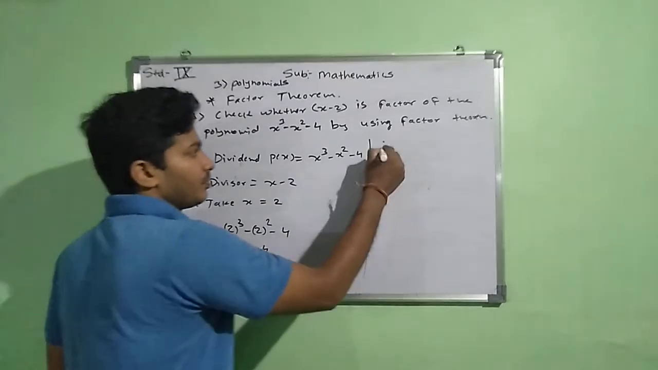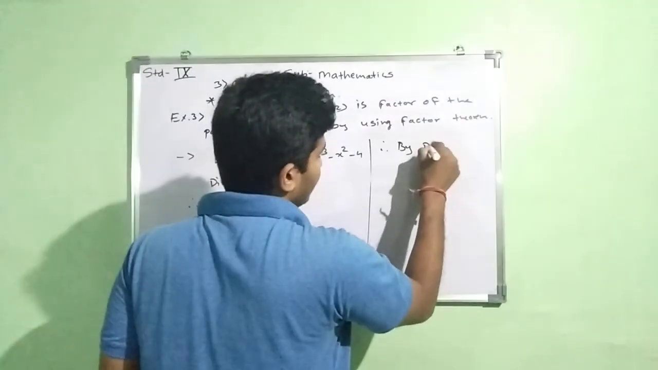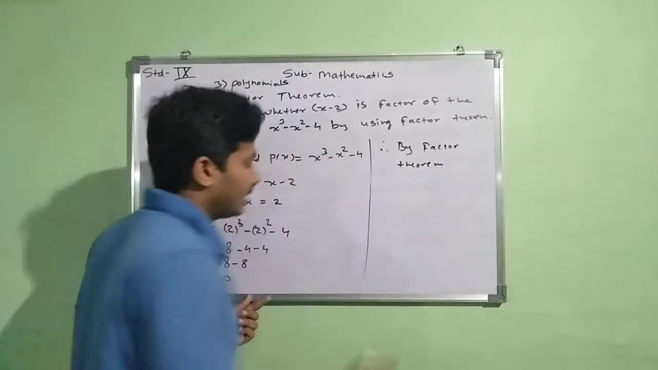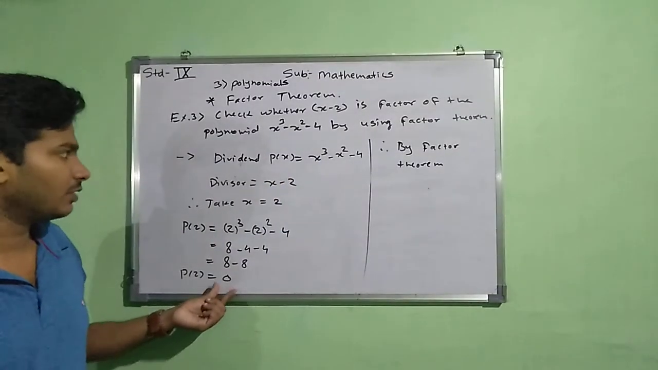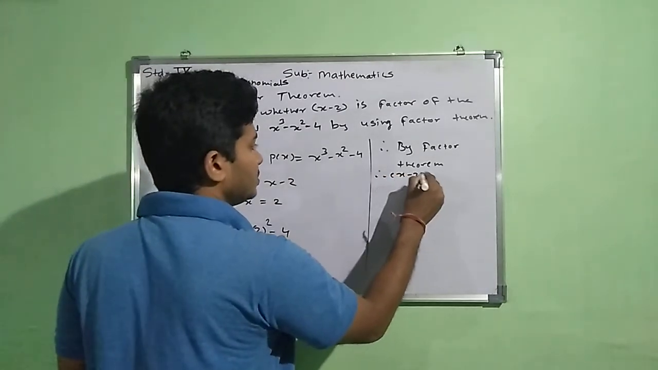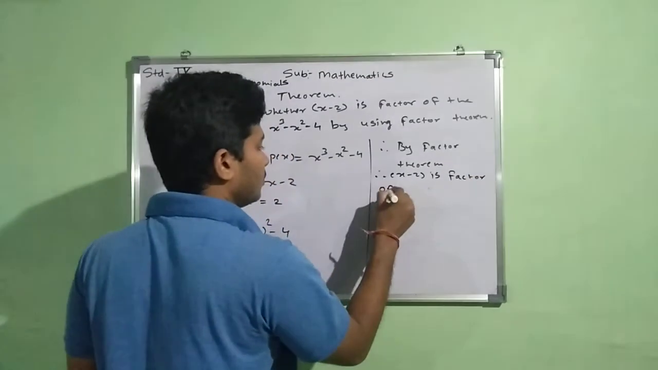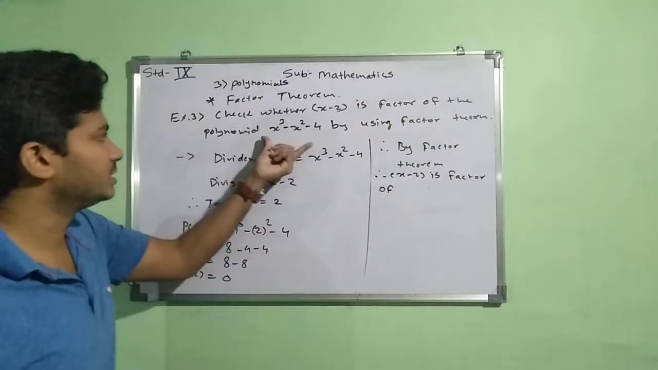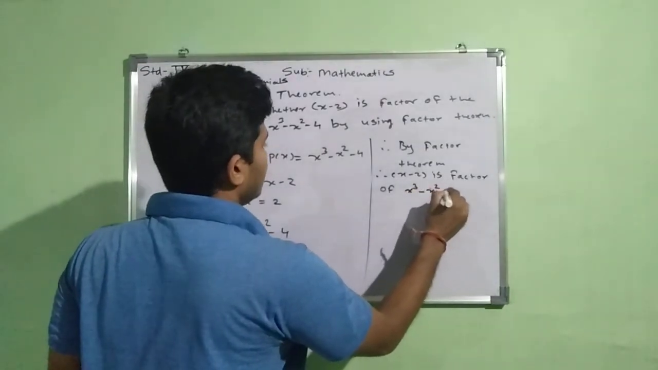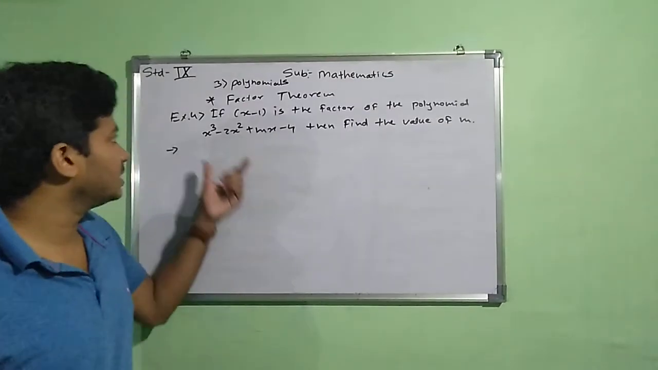Therefore, by the factor theorem, we can conclude that the remainder we got is 0. Therefore, we can conclude that the divisor, x minus 2, is a factor of the given polynomial, which is x cube minus x square minus 4. Okay, so this is how we have to solve these examples. This is the fourth example.